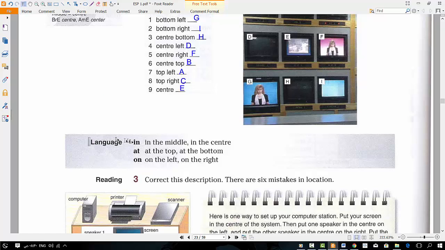Language. We say in the middle. In the middle. In the center. Middle. الوسط. In the middle. In the center. At the top. At the bottom. On the left. On the right.